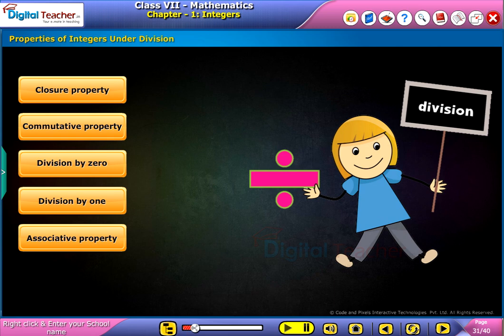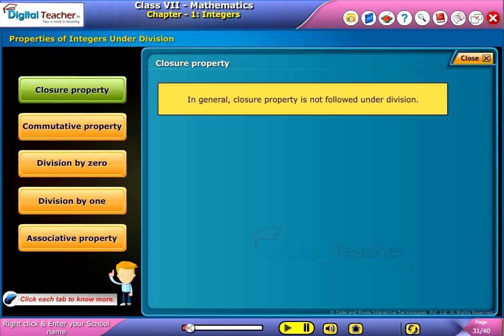Properties of integers under division. Let us see whether the following properties are satisfied by integers under division. Click each tab to know that the closure property is not followed under division.